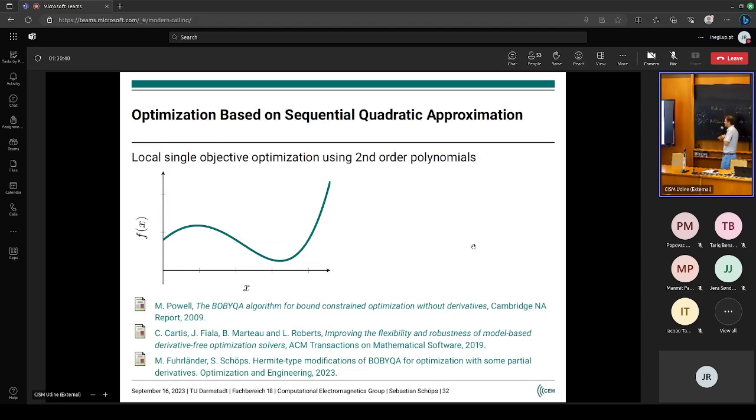So I think if there are derivatives available, then this SQP method is very attractive. If there are no derivatives available, there's this method called BobbyQA, which works roughly the same as SQP, but it trades between derivatives and function evaluation.